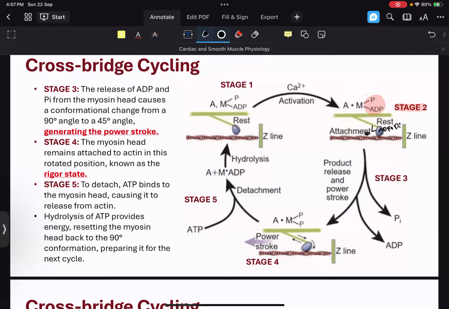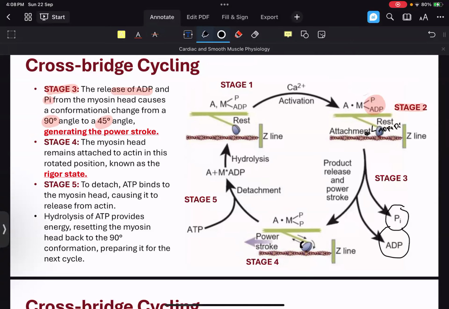Okay, how do we get this thing moving? How do we get the power stroke? What's going to happen is that your phosphate and your ADP will be released. So remember how we had ADP and phosphate attached to it in stage 2? In stage 3, the phosphate and the ADP will be released and they will detach from the myosin head. And this is going to cause the conformational change. So once again, stage 3, release of ADP and phosphate changes from 90 degrees to 45 degrees. And you can even visualize it. Look at how the angle changes. It went from 90 to 45, okay? And this is what causes the power stroke.